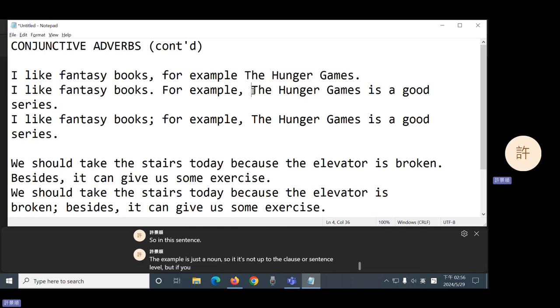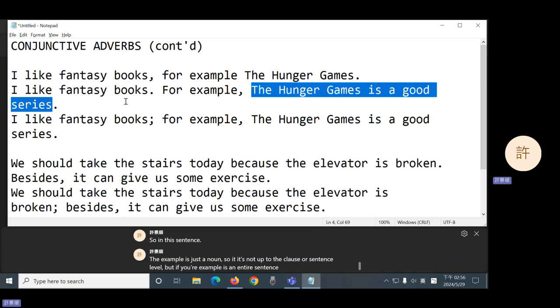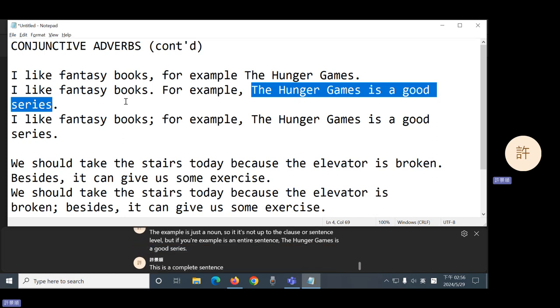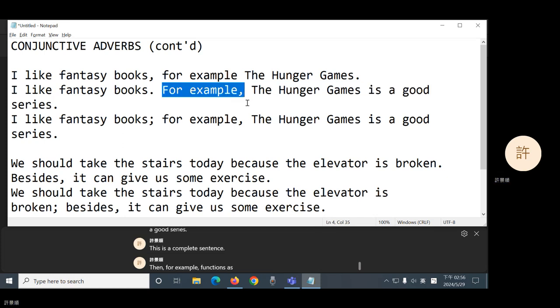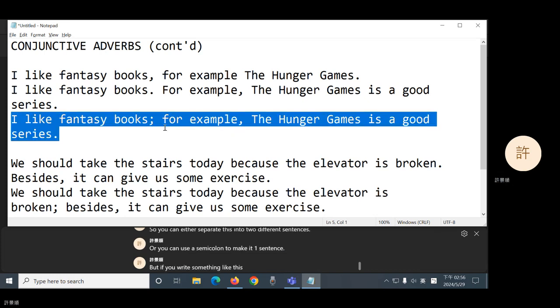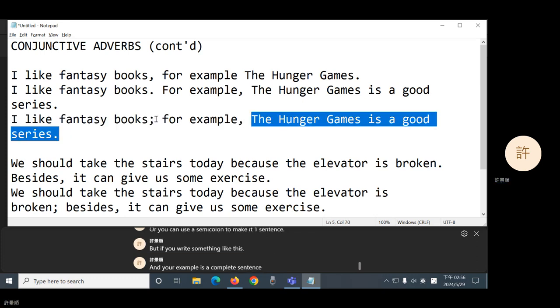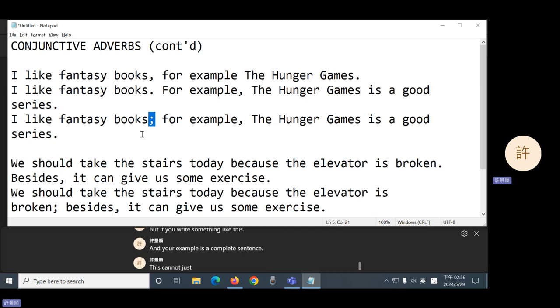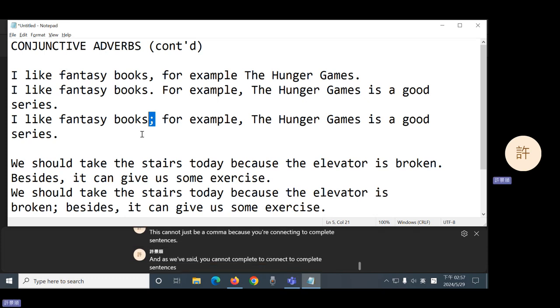But if your example is an entire sentence, "The Hunger Games is a good series," this is a complete sentence, then "for example" functions as a sentence adverb. So you can either separate this into two different sentences, or you can use a semicolon to make it one sentence. But if you write something like this, and your example is a complete sentence, this cannot just be a comma, because you're connecting two complete sentences. And as we've said, you cannot connect two complete sentences with only one comma.